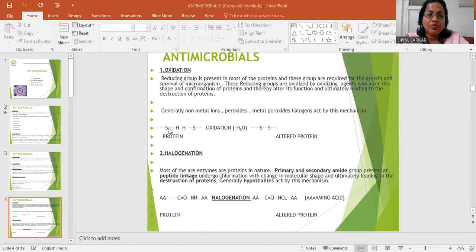See the structure: protein has a very complex structure. There are some sulfhydryl linkages. Whenever that sulfhydryl linkage is oxidized, it will be broken down and the hydrogen will be removed.